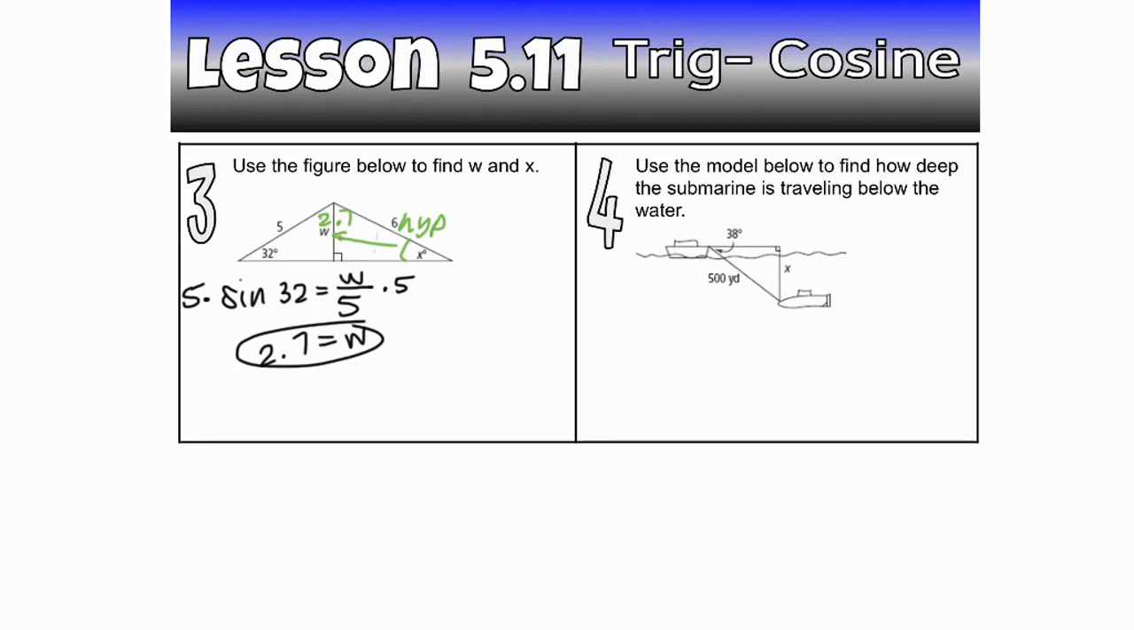So I'm going to use sine again, because I have the opposite. The sine of X is equal to the opposite, which is W. We found that to be 2.7, divided by 6. And remember, I'm going to take the inverse sine of each side. All right, so X is going to be equal to the inverse sine of 2.7 divided by 6. I'm going to plug this into my calculator and see what I get. I get 26.7. So X is equal to 26.7.